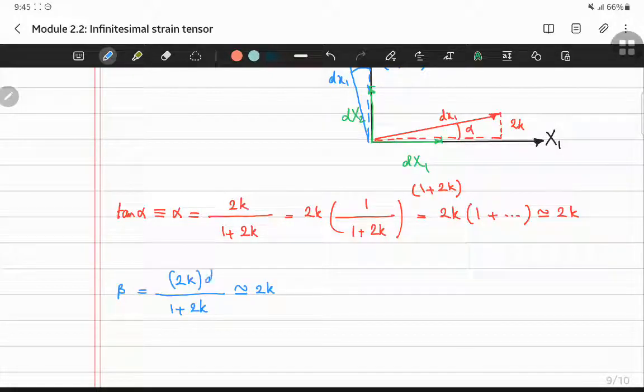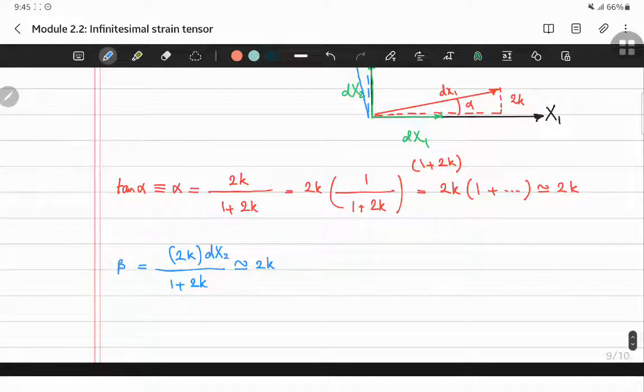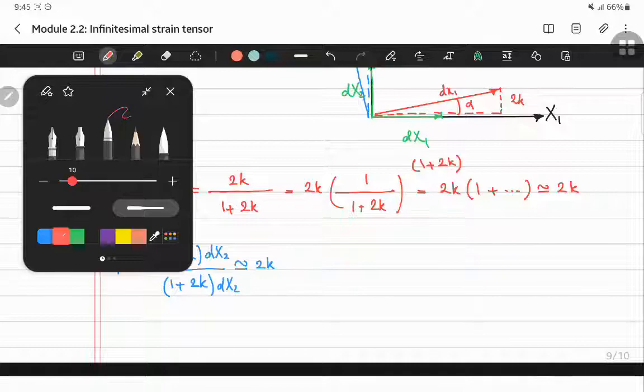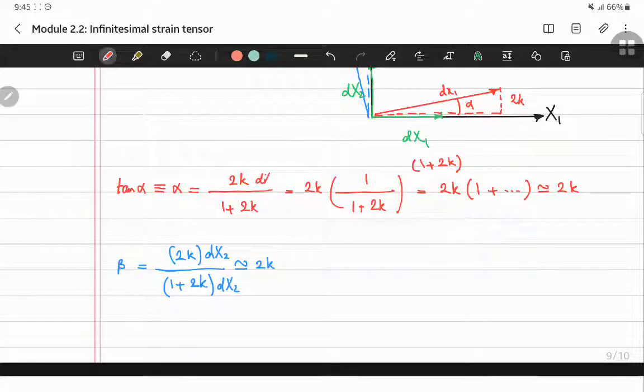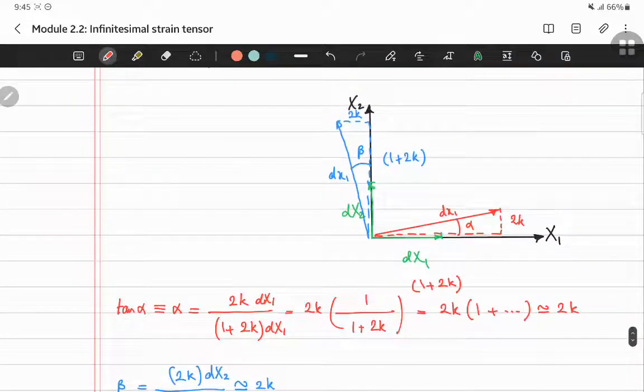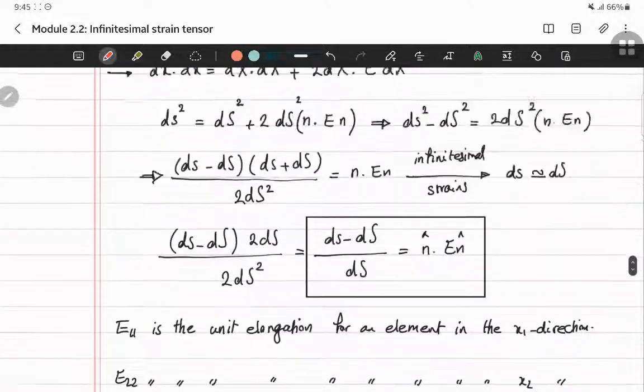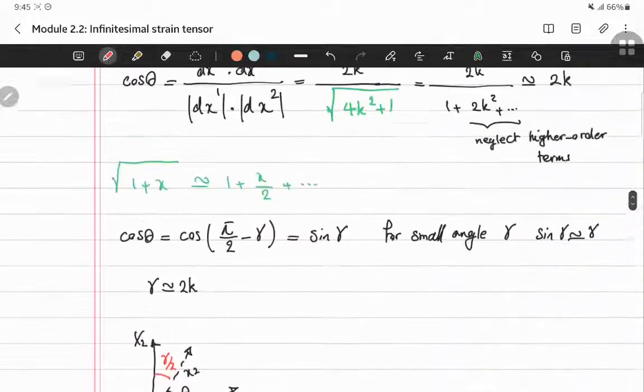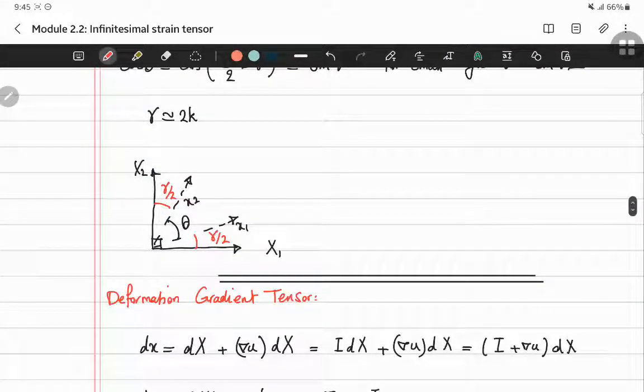And I have to say that you have, of course, 2k in here and here, and you have, of course, dx1 and dx1 in here. So you see that alpha is equal to beta in here. So this is the same as what I already mentioned here from your mechanics of materials for the development of the engineering shear strain in here.